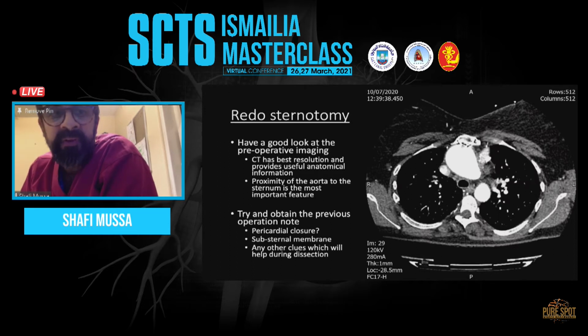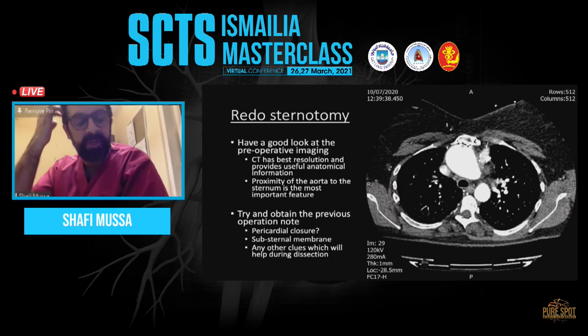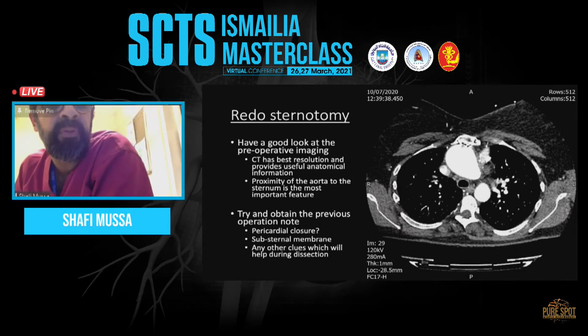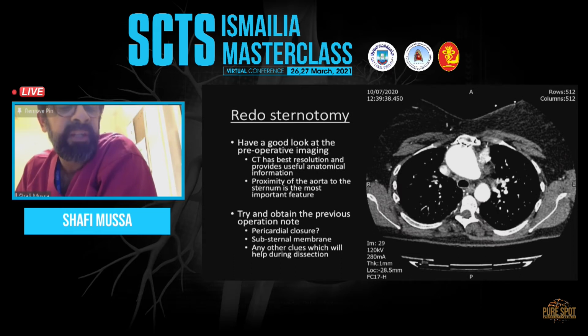I think it's very important to try and obtain the previous operation note. This can give you plenty of clues as to how to plan your operation and what you may find inside. So, for example, the things to look out for when you read the operation note, if it is available, is: did the previous surgeon close the pericardium? Or did he place a substernal membrane? Or were there any other clues that will help you when you're doing your dissection?